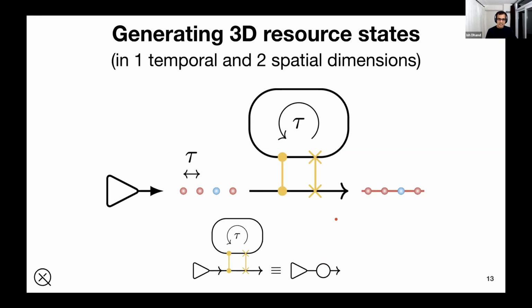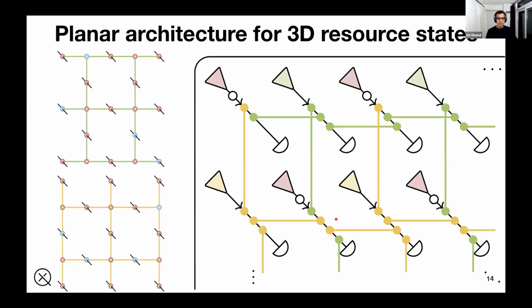Okay, now we have a 1D cluster state. We need to go to 3D. The 2 extra dimensions come from putting many of these 1D cluster sources together on a 2D lattice. And this 2D lattice can easily be done on a planar integrated photonics chip. With these gates, you can generate entanglement between the cluster sources. You can have cluster sources and qubit sources together. This pattern generates a Raussendorf lattice, and this completes the generation of the 3D resource state.